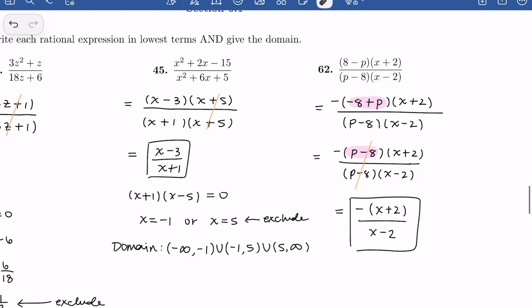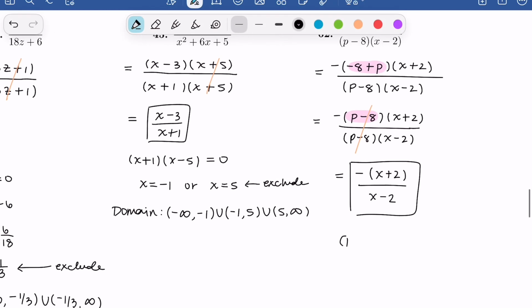All right, now we again need to find the domain. So we're going to look at our original denominator here. We need to figure out what values are going to make this guy 0. And using our zero factor property, we can easily see that p minus 8 is going to be equal to 0 or x minus 2 is equal to 0, and we can solve for those variables. So we're going to have p minus 8 times x minus 2 is equal to 0. So p equaling positive 8 or x equaling positive 2 would make our denominator 0.